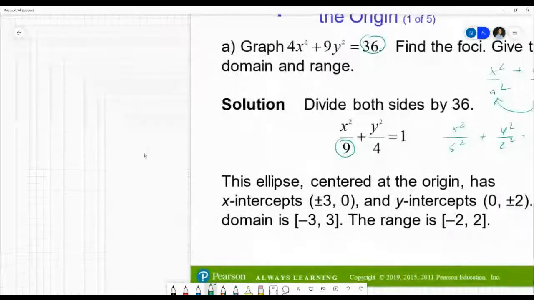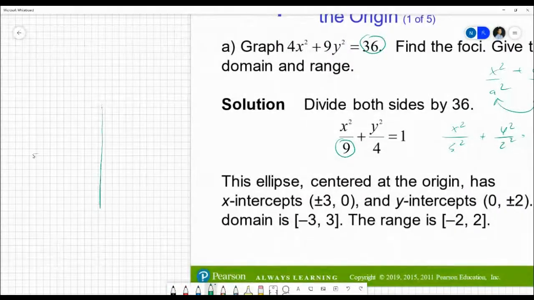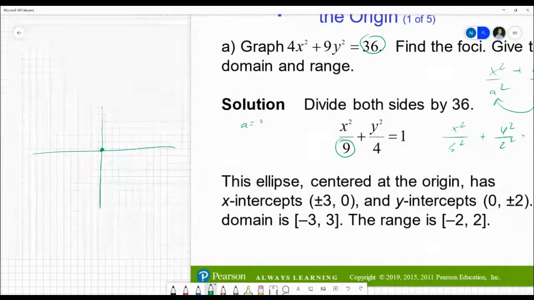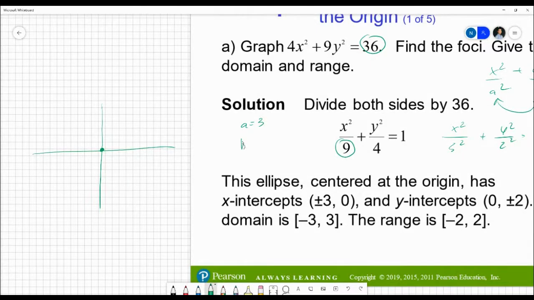All right, so let's graph this. So we know that this is the center. Here we know that the a value is equal to 3. The b value is equal to 2. That means we can find out what the c value is.